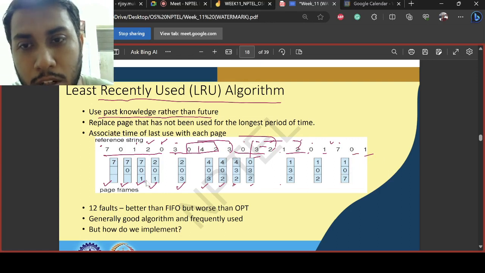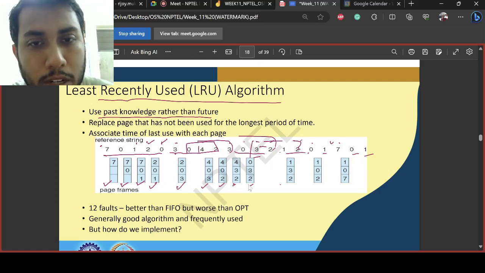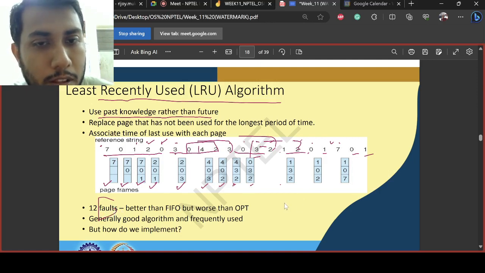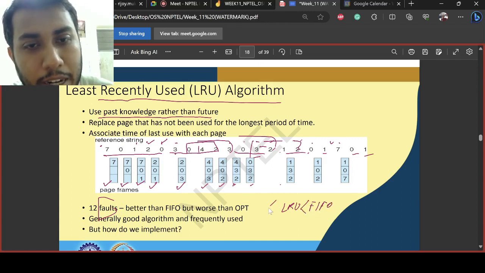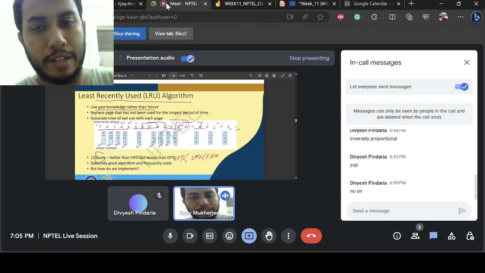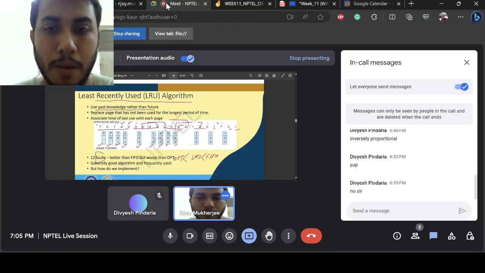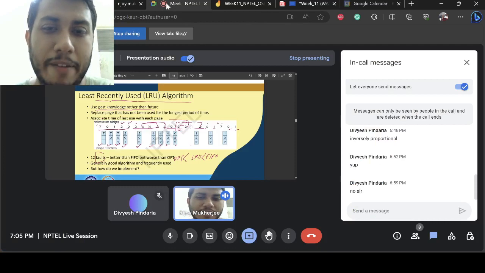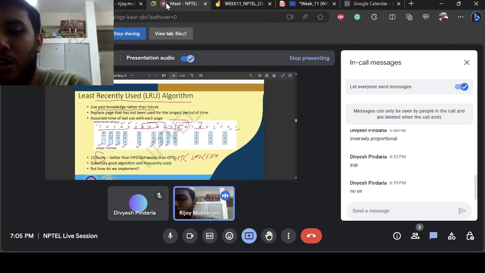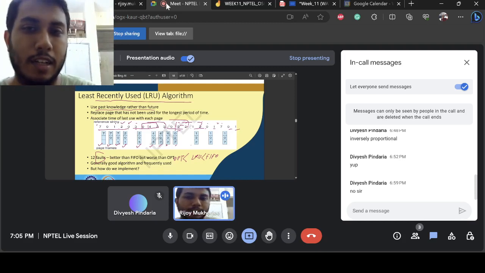So we find out 1, 2, 3, 4, 5, 9 and 12. So there are 12 page faults. So LRU has fewer faults than FIFO, but more than optimal, right? So it is better than FIFO. Now we can guarantee that. So this is a better algorithm than FIFO, but not as good as optimal. But okay, optimal. Who knows the future? So it is a very impractical solution.